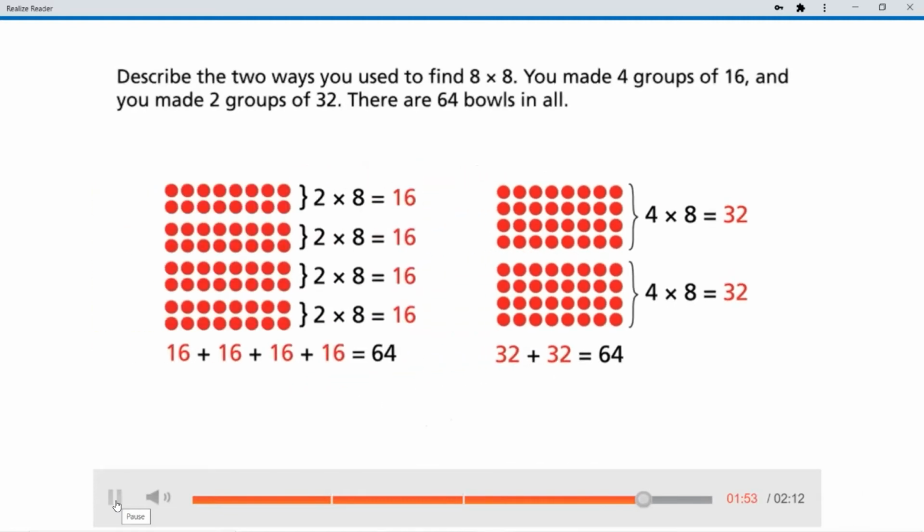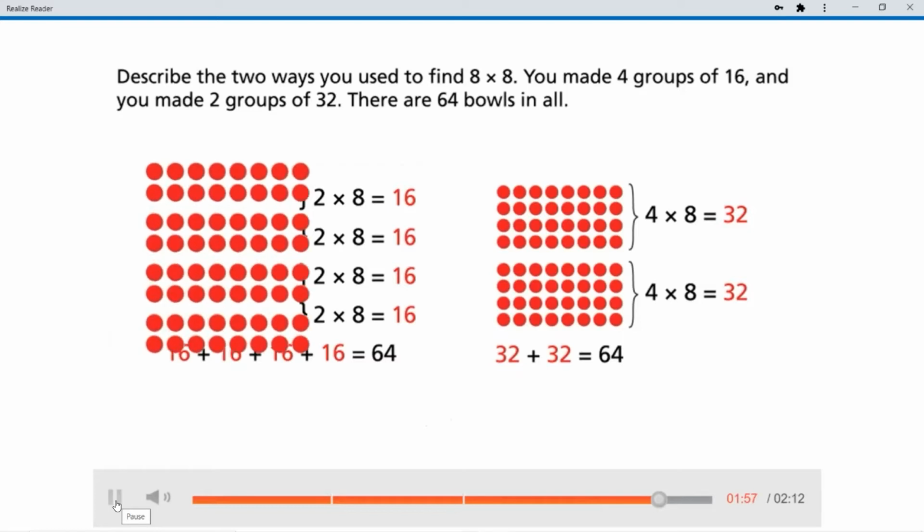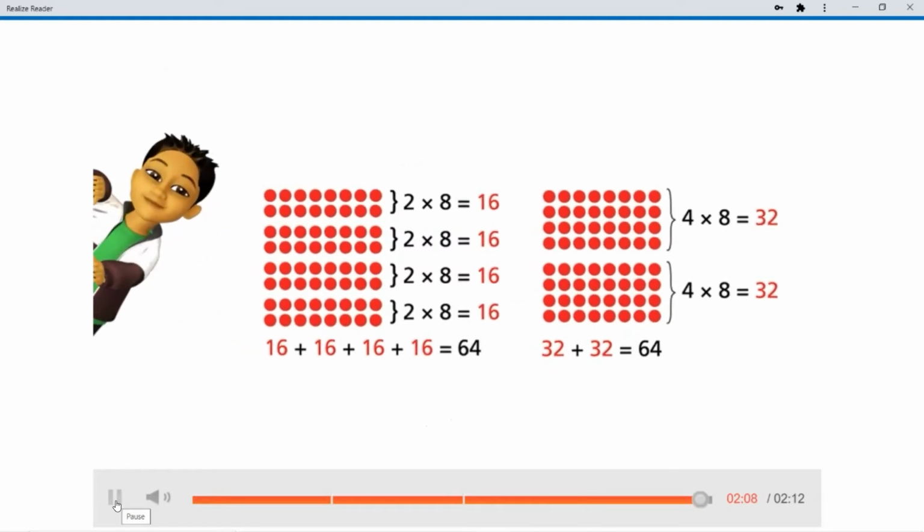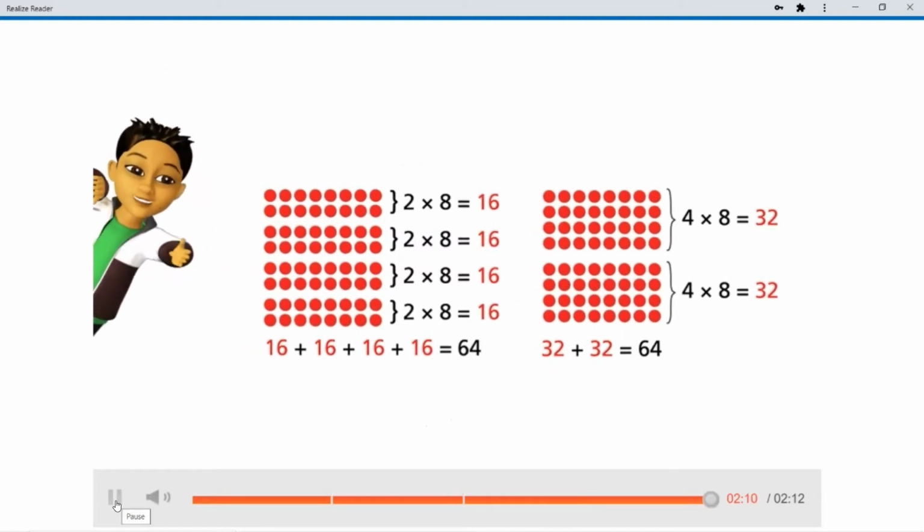Describe the two ways you used to find 8 times 8. You made 4 groups of 16, and you made 2 groups of 32. There are 64 bowls in all. Now you know how to use doubles to multiply with 8.